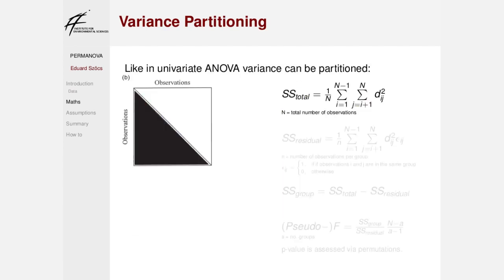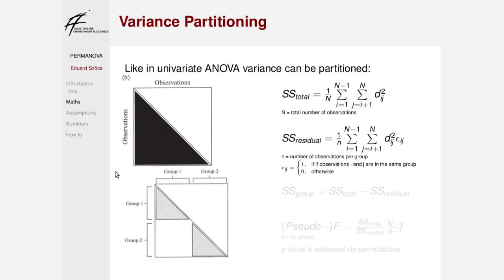So how is this done practically? Here we have our distance matrix. It's symmetric, so we look only at the lower triangle here. The total variance is simply the sum of all distances here divided by the number of sides. We also have the residual variance, which is simply the sum of distances between our groups.